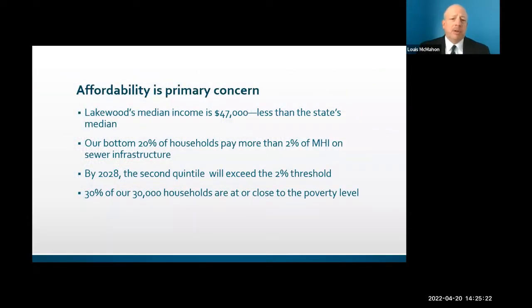And of course, as the mayor said, affordability is always a concern. Lakewood did not have lots of extra land to do projects. It certainly doesn't have extra money. Its median income in Lakewood is less than the state median, which is much less than the national median. Our bottom 20% of households already pay more than 2% of median household income on infrastructure. And with the programs that we have, we're doing our best to stay affordable, but we think the second quintile may exceed the 2% threshold by 2028.